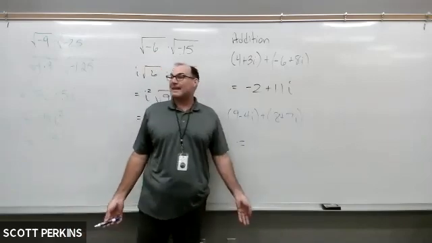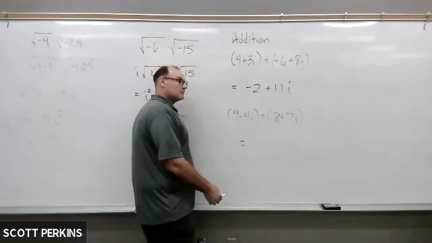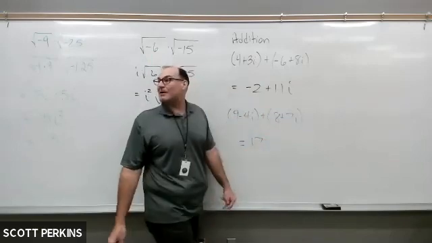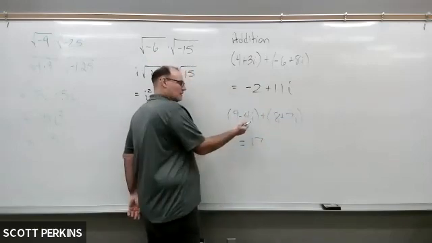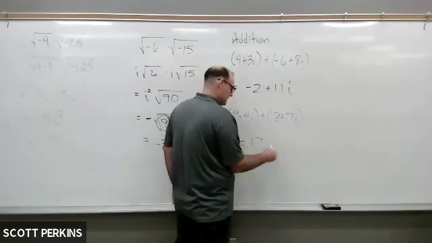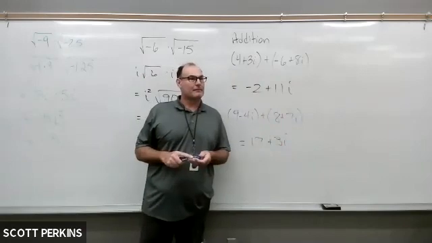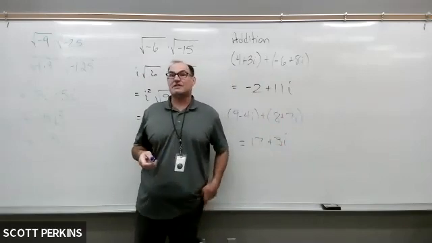What's my real part to the answer? 9 and 8 is 17. Fantastic. And then what's the imaginary part to the answer? Okay, -4 plus 7 is plus 3i. Boom, done. Before we go on to subtraction, is there a question?